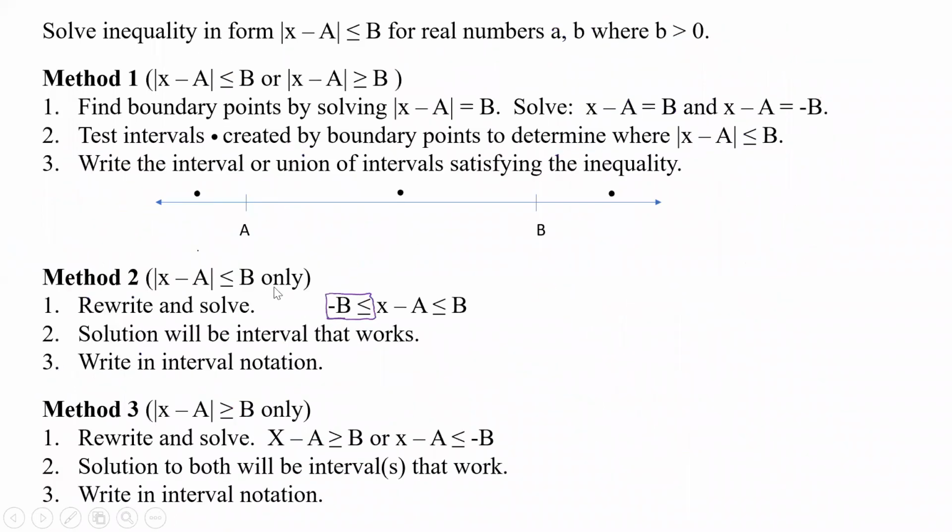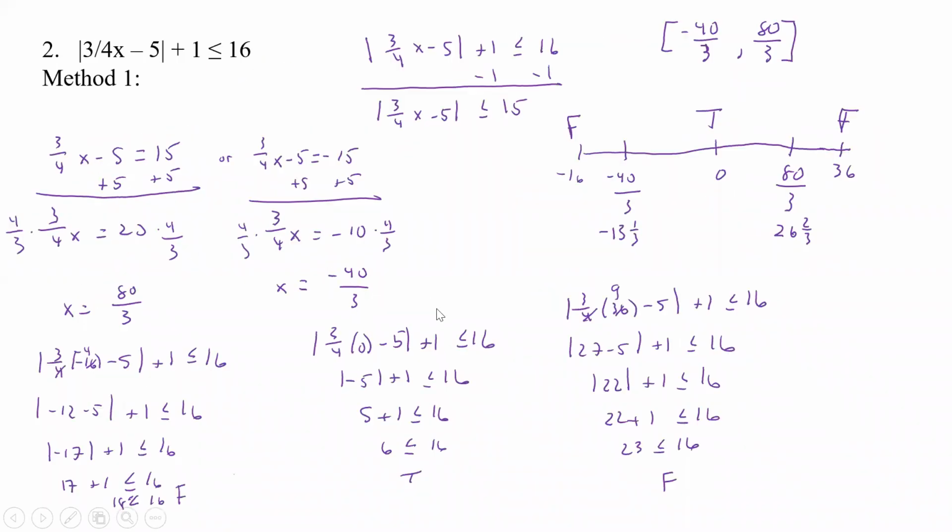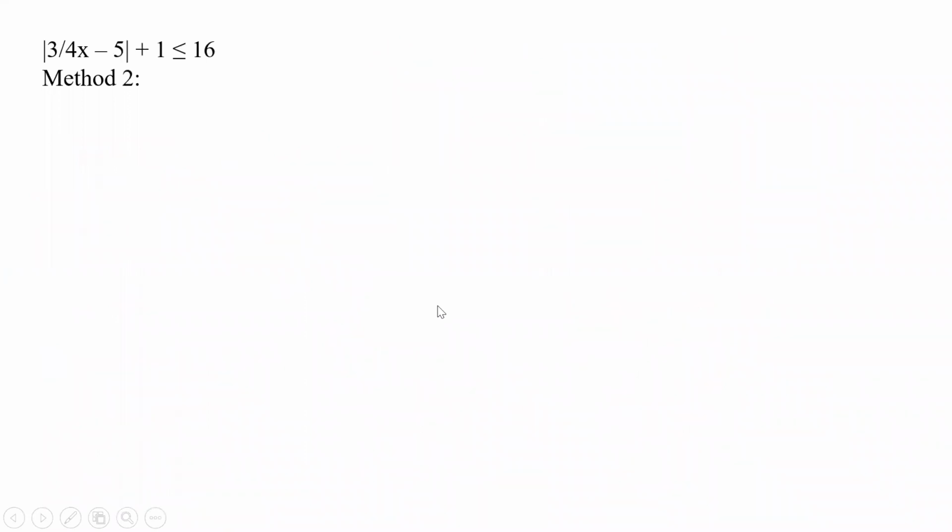So let's go back and remember method 2 says, well, we're just going to rewrite it as changing this and adding that to the end, dropping absolute values, and that's all we have to do. Okay, so method 2. So what do we have to do? Well, if we remember, we have to isolate this absolute value here. So we already did that. We subtracted 1 and we got 15 here. So that was 3/4 x minus 5 less than or equal to 15. And that's where we were at the point where we isolated the absolute value.